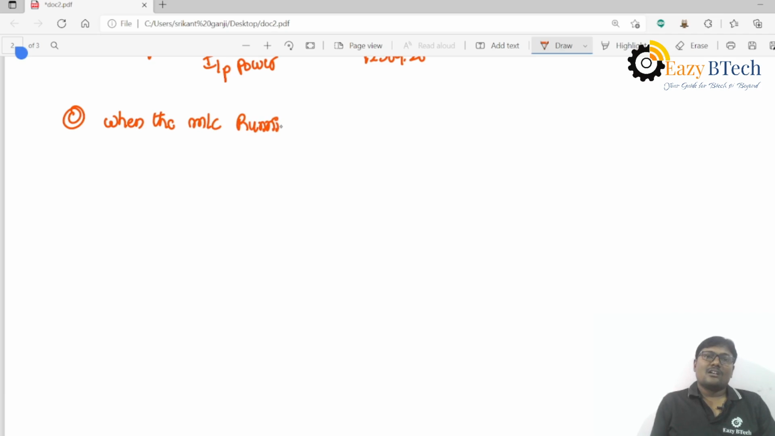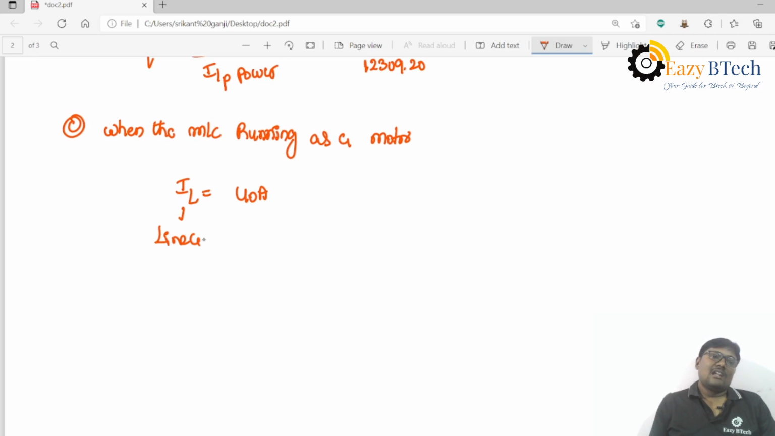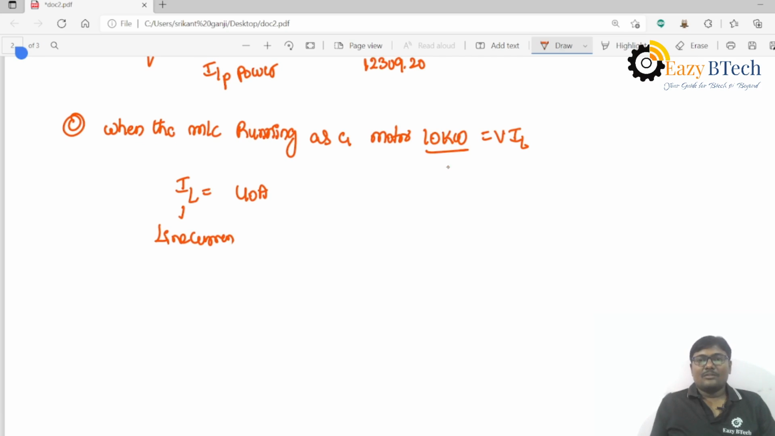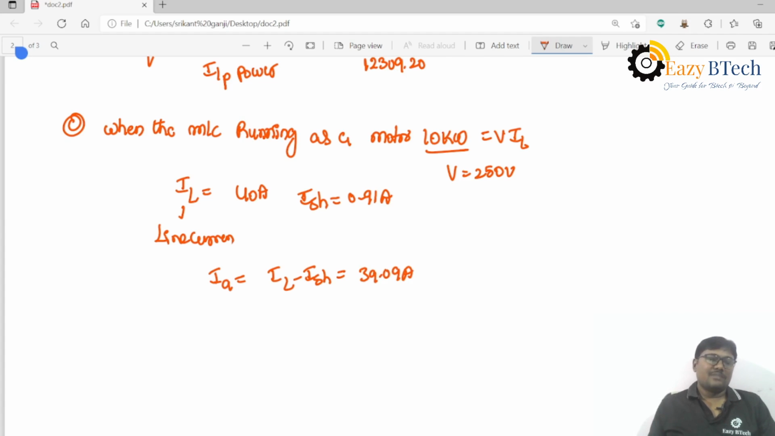The last question is when the machine is running as a motor. We can calculate the same thing. IL is 40 amperes, but this IL is the line current. The 10 kilowatt is input, which is equal to supply voltage into line current. The supply voltage is 250 volts. Substituting, you will get IL as 40, and ISH is the same, 0.91 or 0.909 amperes. Then calculate IA, IL minus ISH, which is equal to 39.09 amperes.